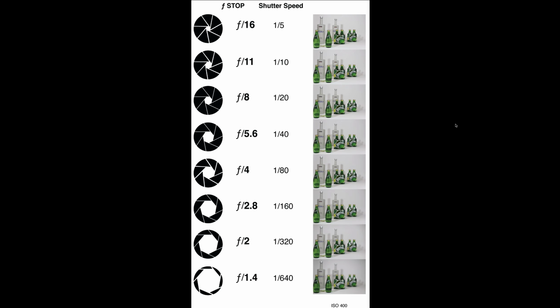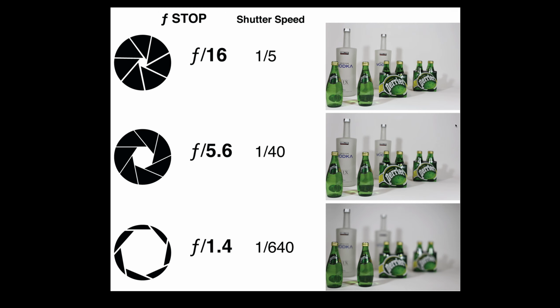Let's look at this example from f16 to f1.4. At f16, we have deep depth of field where we can clearly read the names on the bottles. At 1.4, on the other hand, only the Perrier bottles are in focus. And in the middle, about 5, 6 things are in focus. So we can start to see the text "vodka," but the other text in the middle, in the background, is out of focus.